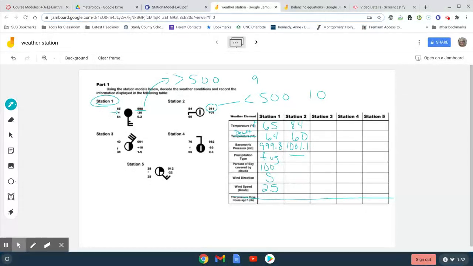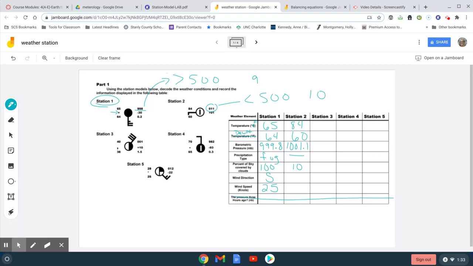Percent cloud coverage. I have to look now at my little diagram. It says 1 over 10. 1 over 10, if you do not know that that's 10%, you would take 1, put it in the calculator, divide by 10 times 100, and it gives you the percent.